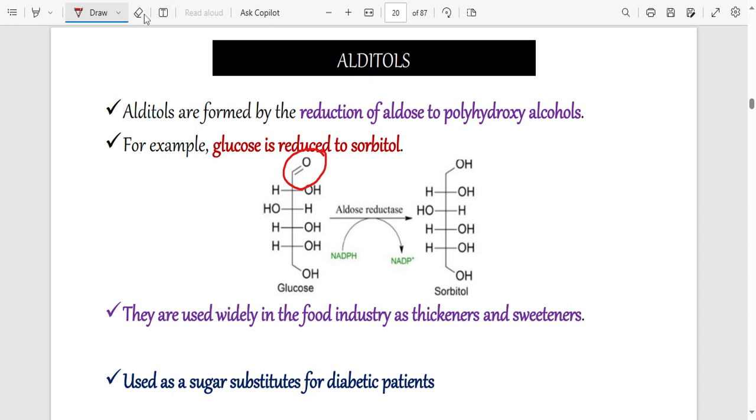Now, what is reduction? We defined oxidation as the gain of oxygen or the loss of hydrogen. But in this case, what are we defining? Reduction is going to be the gain of a hydrogen. You can see we have gained a hydrogen here. So that by definition is reduction, because that hydrogen wasn't there.